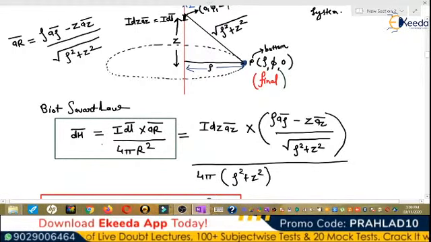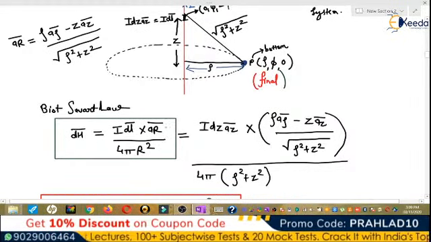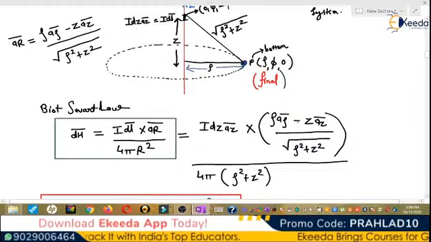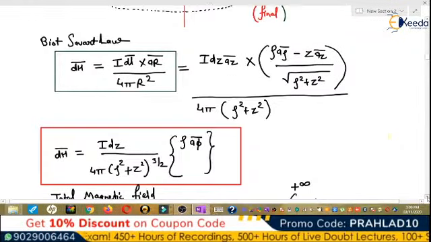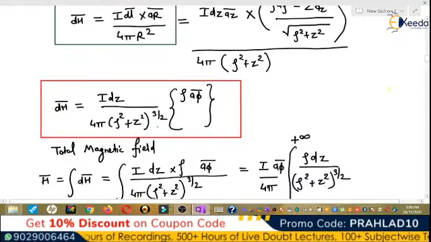According to the Biot-Savart law, dH vector is IDL vector cross aR vector by 4 pi r square. So I dz az vector cross aR vector, which is final minus initial by magnitude. So it is rho a rho minus z az by under root of rho square plus z square, by 4 pi rho square plus z square. Az cross a rho is a phi, and az cross az is 0. So dH vector is I dz by 4 pi, rho square plus z square to the power of 3 by 2, and rho a phi.